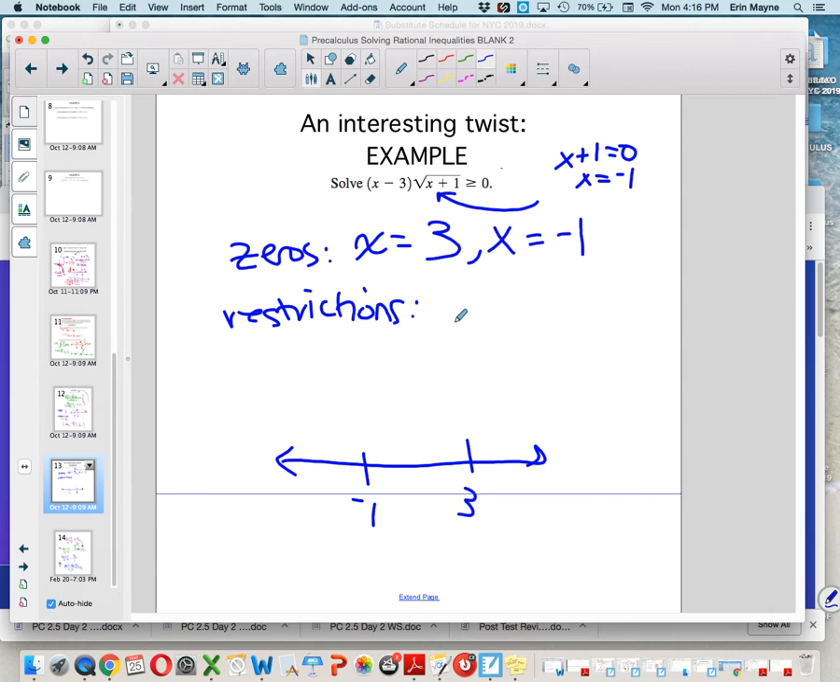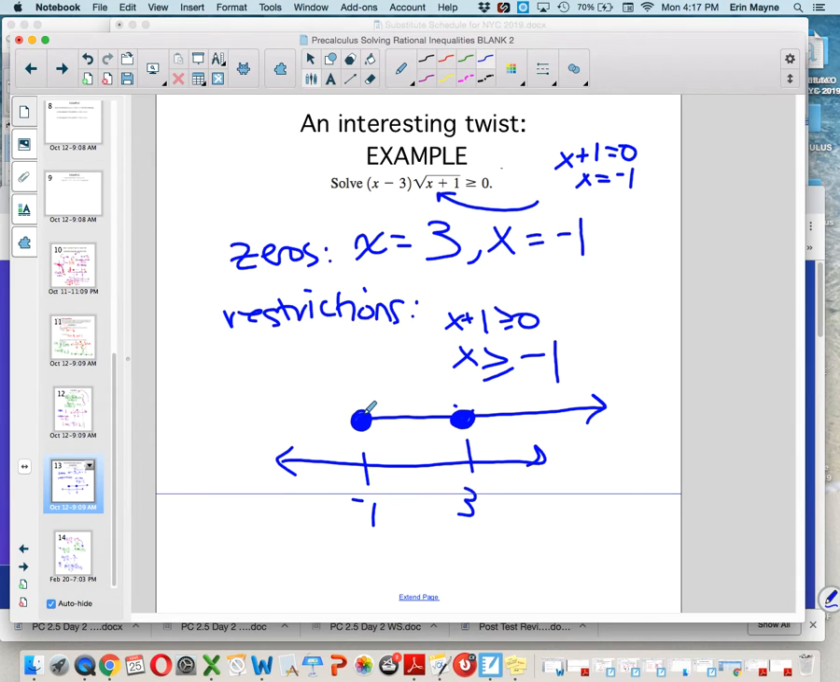And a reminder, you cannot take the square root of a negative number. So x plus 1 must be greater than or equal to 0. So x must be greater than or equal to -1. So when I go and look at -1 and 3 on my number line, I know that x could be 3 as a 0. It could be -1 as a 0, but then it must be this and up.